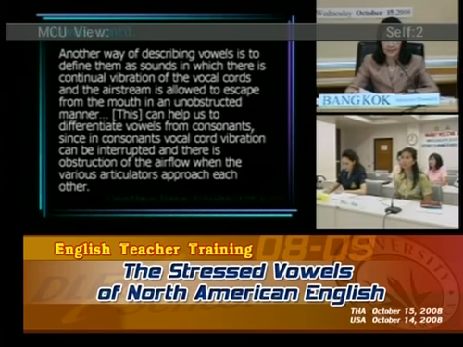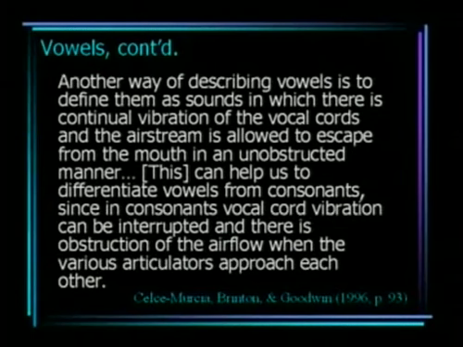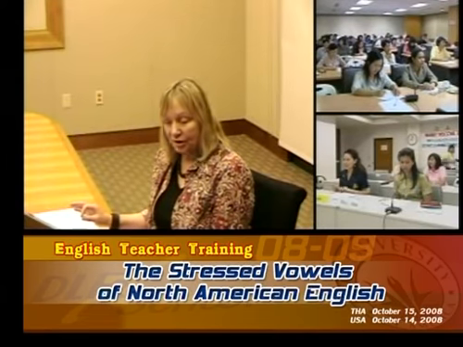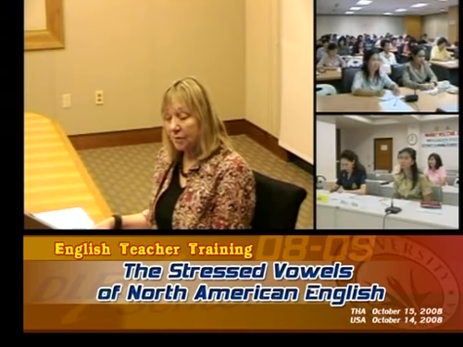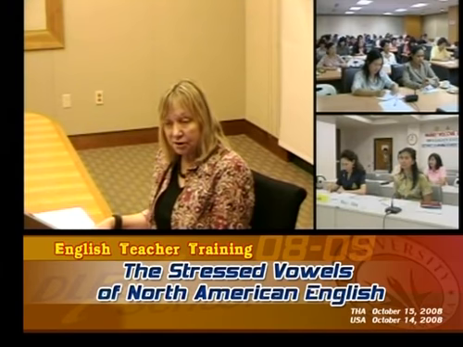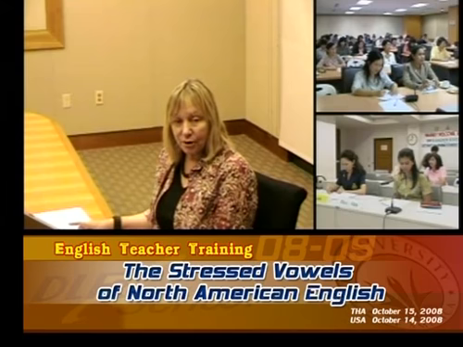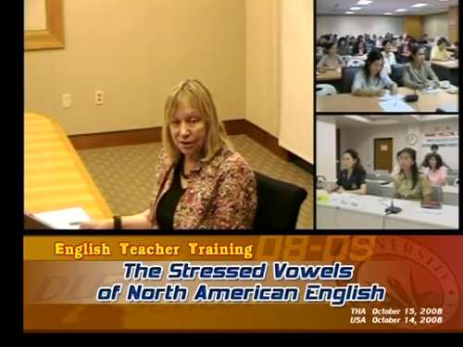Another way of describing vowels is to define them as sounds in which there is continuous vibration of the vocal cords and where the airstream is allowed to escape from the mouth in an unobstructed manner. So vowels are all voiced, right? And they're also what we call continuant sounds. And that means that the air can continue as long as you have breath in your lungs. This can help us differentiate vowels from consonants, since in consonants, vocal cord vibration can be interrupted, and there can also be obstruction of the airflow when the various articulators approach each other. As you'll recall, we talked about this when we discussed the consonants of North American English.